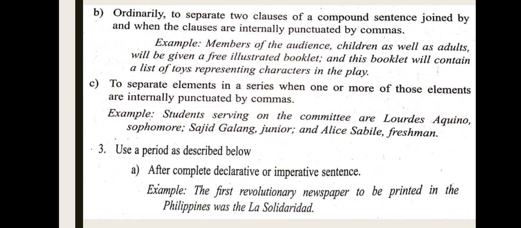In letter B, it is ordinarily to separate two clauses of a compound sentence joined by and when the clauses are internally punctuated by commas. Example: Members of the audience, children as well as adults, will be given a free illustrated booklet; and this booklet will contain a list of toys representing characters in the play.